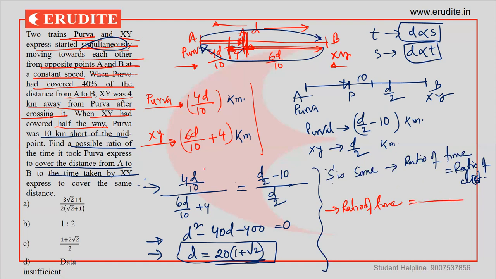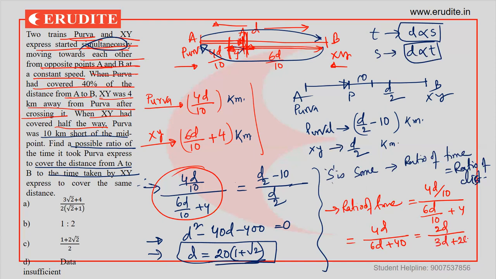What is the ratio of speed? So you take any one ratio, which is equal to 4D by 10 upon 6D by 10 plus 4. If you just multiply by 10, then what happens? It will be 4D, and this is 6D plus 40. In other words, if you divide by 2, it will be 2D, and this is 3D plus 20.